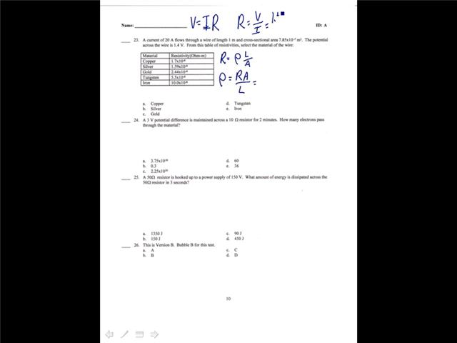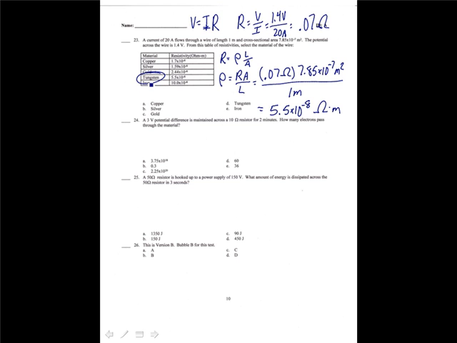V is 1.4 volts over 20 amps, so that's 0.07 ohms. So I can plug in these numbers. I have 0.07 ohms. The area is given, 7.85 times 10 to the minus 7. And my length is 1 meter. That gives me 5.5 times 10 to the minus 8 ohm meters. And just go through here, that is tungsten, has that same resistivity, so the answer is D.